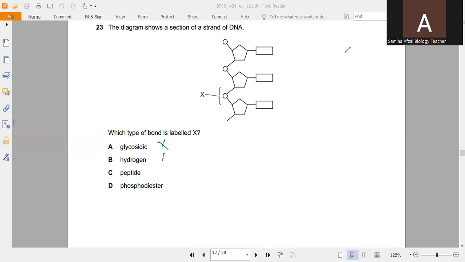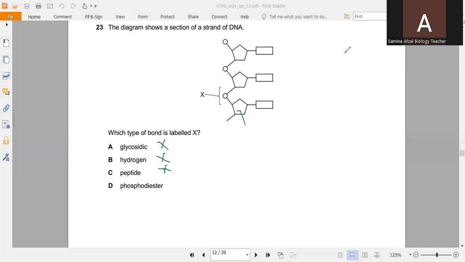And a hydrogen bond is a dipole-dipole interaction between molecules, for example, between hydrogen and oxygen. So again, this is not a correct option. And a peptide bond is formed between amino acids to form a protein molecule. So again, this is not the peptide bond over here.